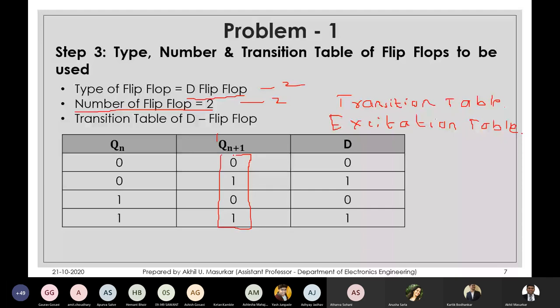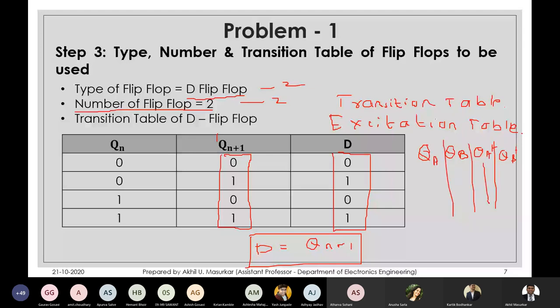Qn plus 1 is the same as D. We just draw the transition table, or rather we can simply write here D is equal to Qn plus 1. So if we are making a table of QA and QB and QA plus and QB plus, then whatever is in QA plus and QB plus, straight away we can write it as DA and DB. That is the advantage of doing it. But anyways, we just write the excitation table for now, and then we will see that in step number 4.